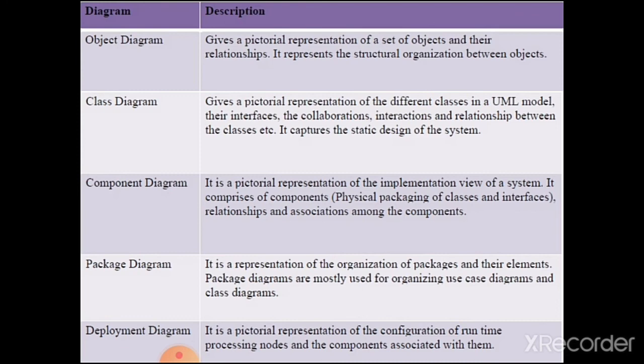Then component diagram, which is the pictorial representation of the implementation view of the system. It comprises components, that is, physical packaging of classes and interfaces, and relationships and associations among the components. Then next one is package diagram. It represents the organization of packages and their elements. Package diagrams are mostly used for organizing use case diagrams and class diagrams. Deployment diagram is a pictorial representation of the configuration of runtime processing nodes and components associated with them.